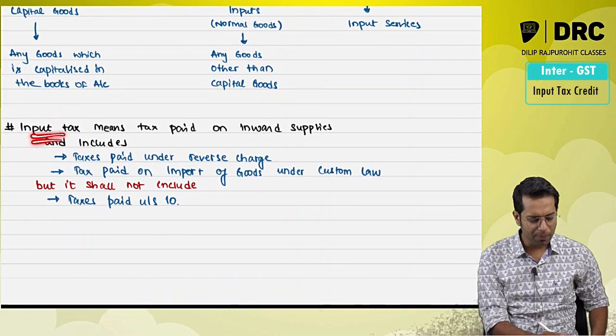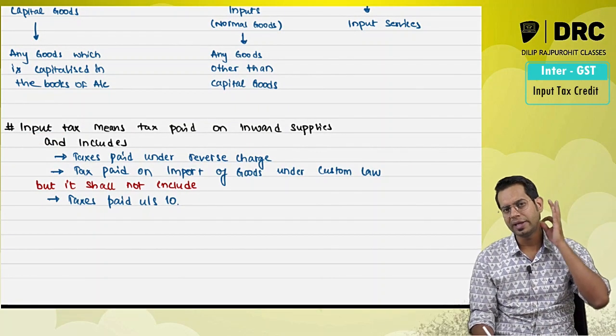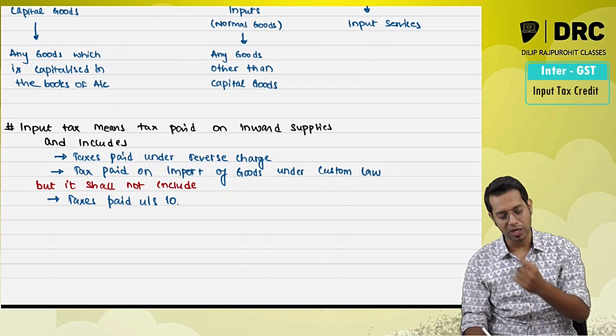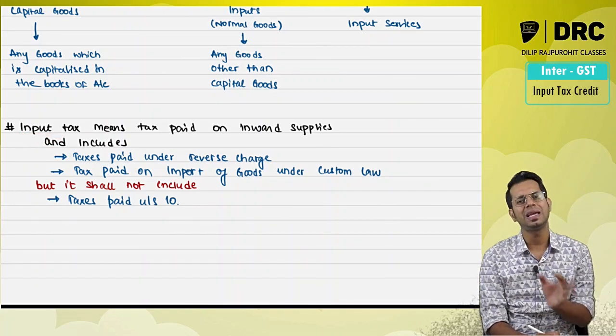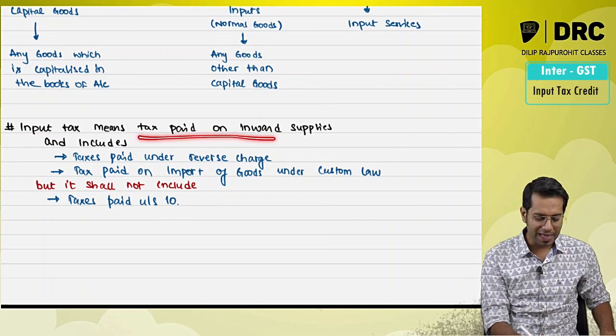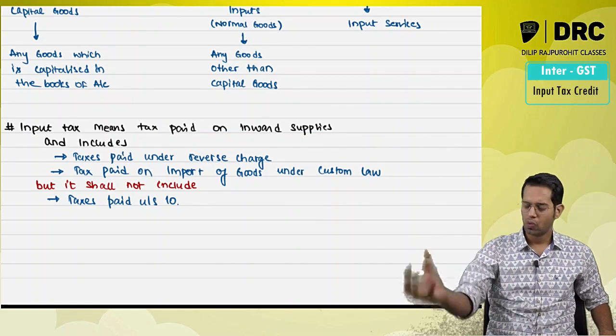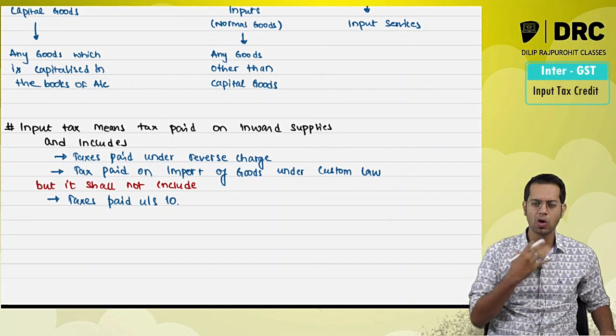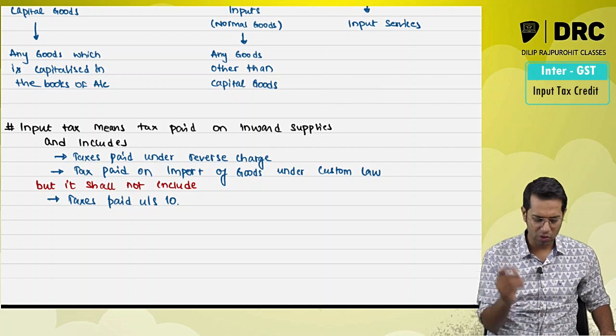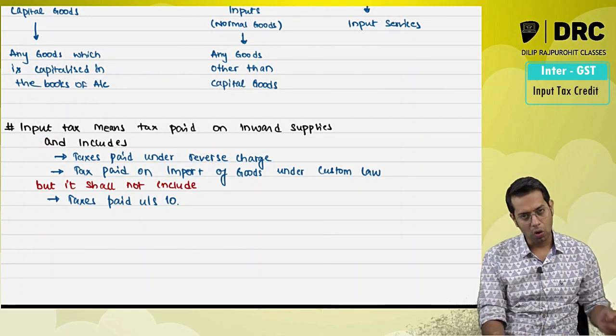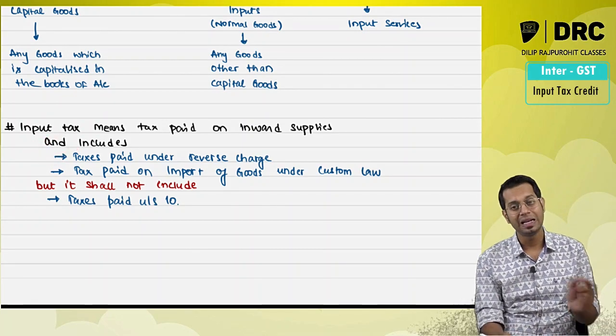Now, what do you mean by input tax, sir? You said input tax credit means credit of input tax. What is this input tax? Input tax, in simple words, means the tax which is paid by you on your inward supply. Whatever goods and services are supplied to you, whatever taxes you pay on that, is called your input tax. It also includes the tax which you are paying under reverse charge.